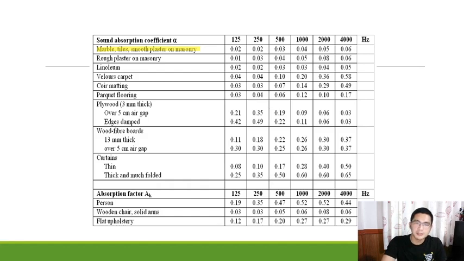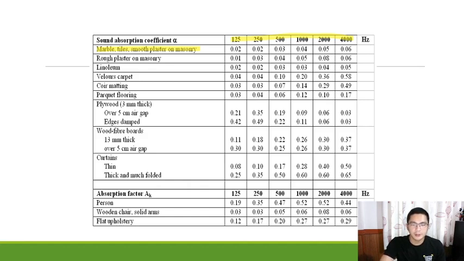Also, depende rin sa material at depende sa frequency ng sound mo. For example, 125, 250, 500, 1,000, 2,000, saka 4,000 Hz. Depende din sa frequency nung sound na yon, iba-iba din yung reflection or yung pag-absorb nila ng sound. So, the common na trend, habang tumataas yung frequency ng sound, kumbaga, tumataas din yung sound absorption natin. So, yun yung usual na trend.